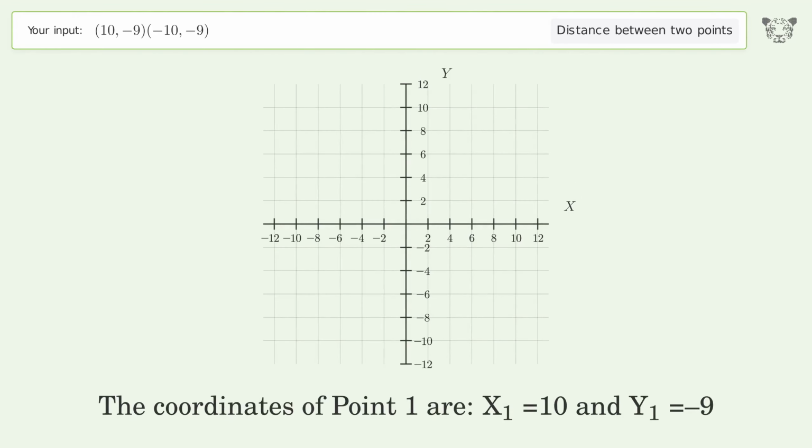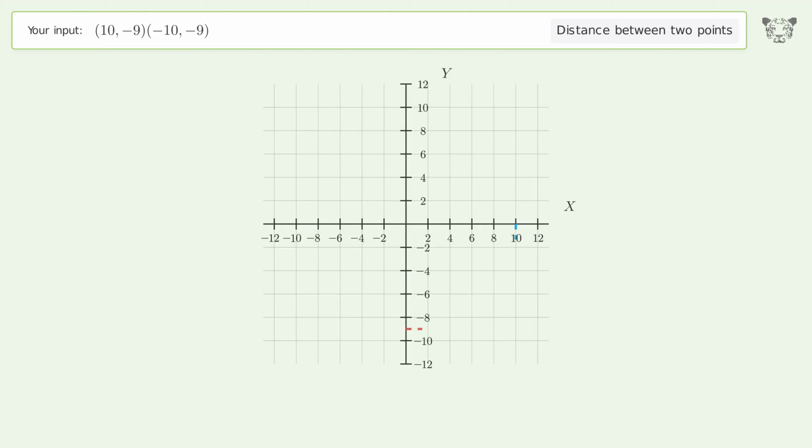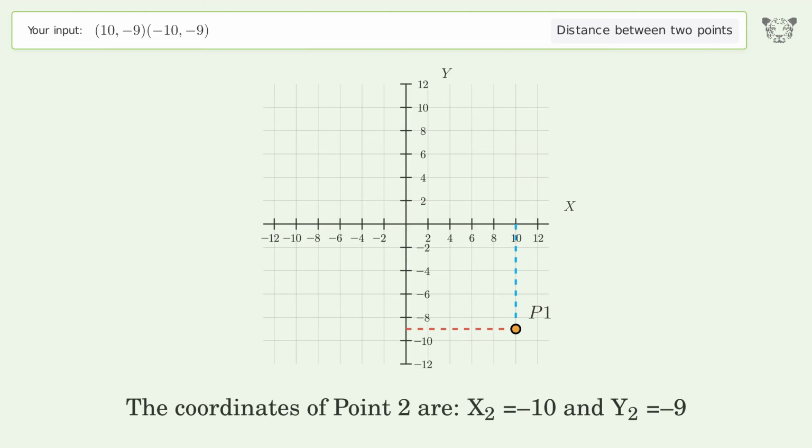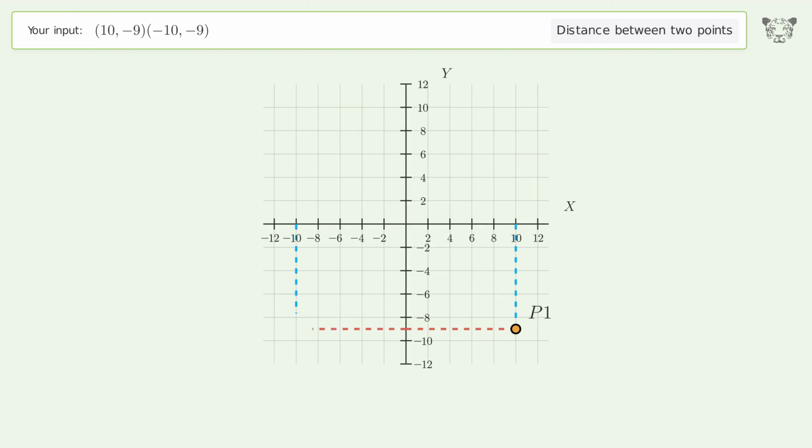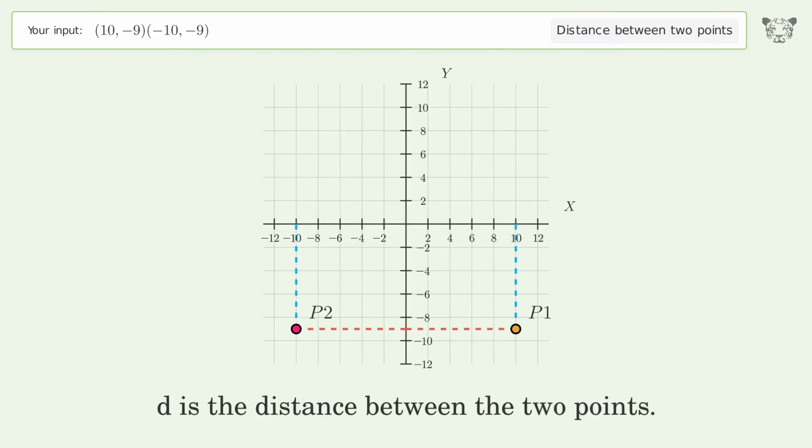The coordinates of point 1 are x1 equals 10 and y1 equals -9. The coordinates of point 2 are x2 equals -10 and y2 equals -9. D is the distance between the 2 points.